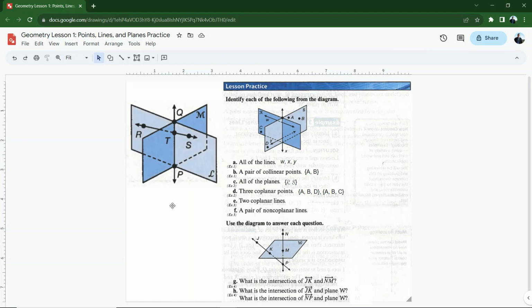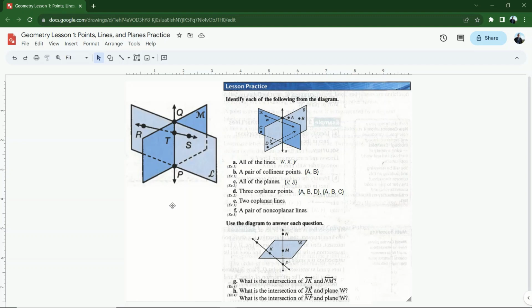What about ABC, though? A and B are on plane S, C is on plane R, but remember, the question isn't, are they already on the same plane in my figure? It's, can I draw a plane that connects all 3 points? And yes, any 3 points can be connected by some plane that you can define. So A, B, and C are coplanar, even if the plane isn't already drawn in this figure.